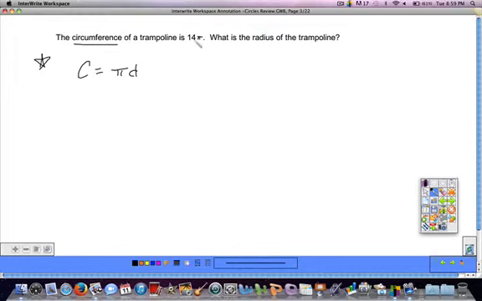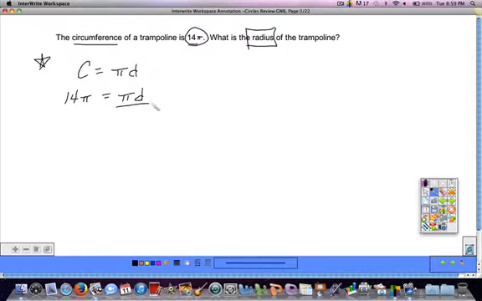Anywho, the circumference is 14 pi. That means that 14 pi goes under circumference because they're the same thing. And the formula is pi d. So I need to find the radius. Well, right now, all I can do is find the diameter.